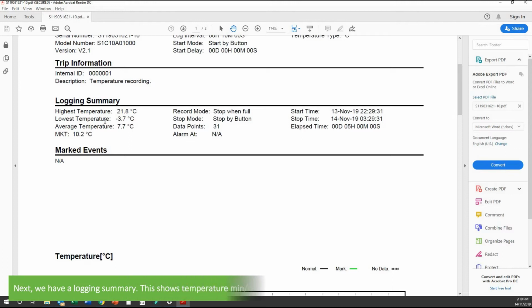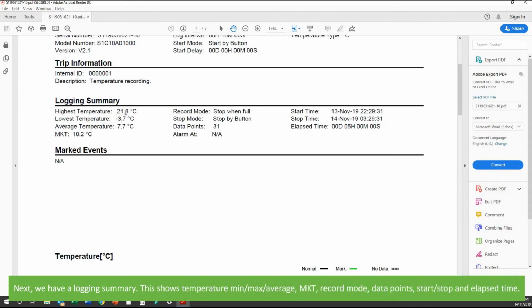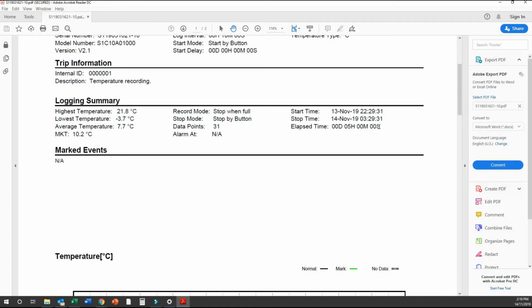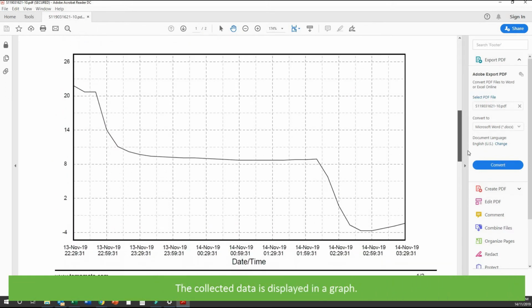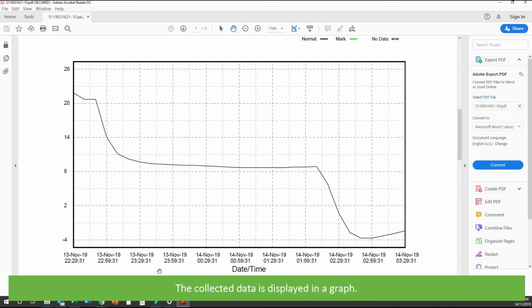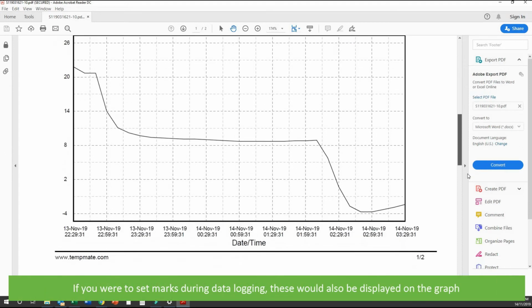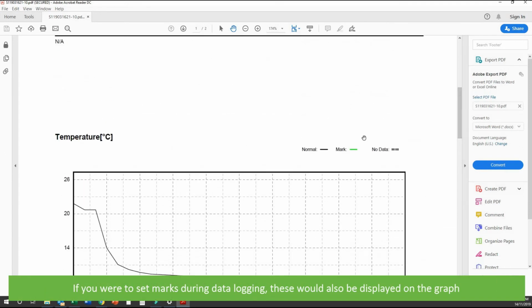Next, we have a logging summary. This shows the min, max, and average temperature, mean kinetic temperature, record mode, data points, start, stop, and elapsed time. The collected data is displayed in a graph. If you were to set marks during data logging, these would also be displayed in the graph.